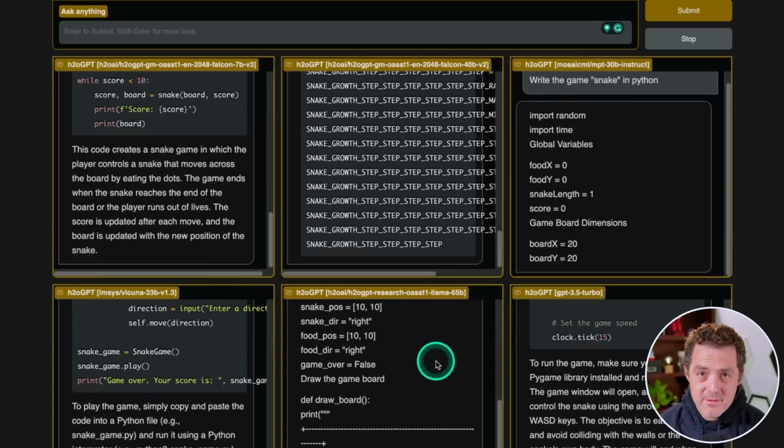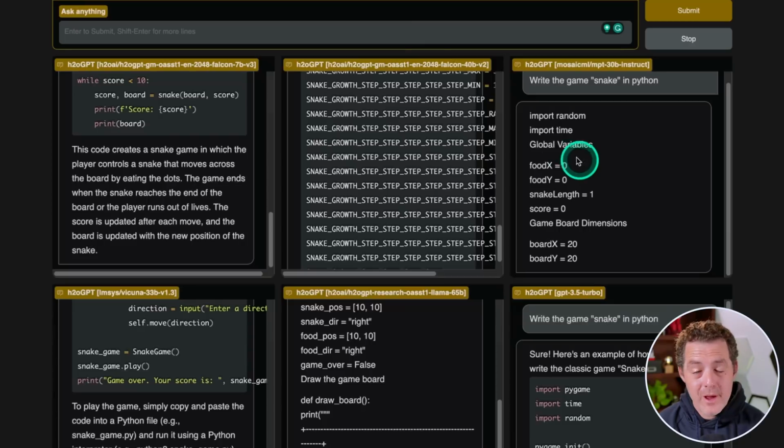The LLaMA 65B model failed. Just by looking at it, it's clearly a failure. All right, I tested them all and not a single one worked. That is a failure across the board.